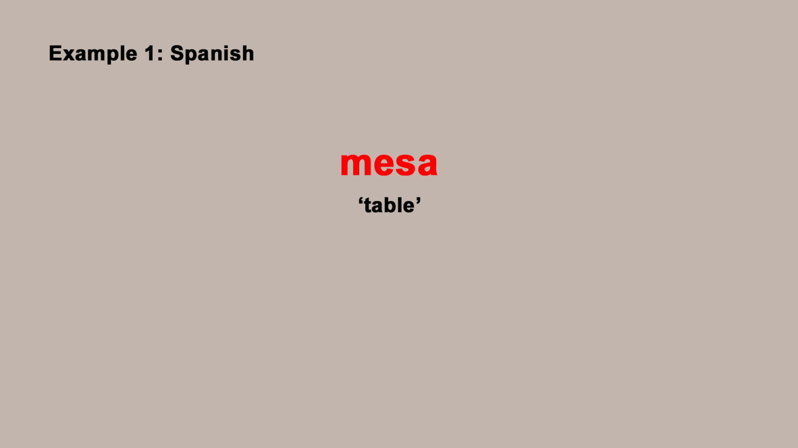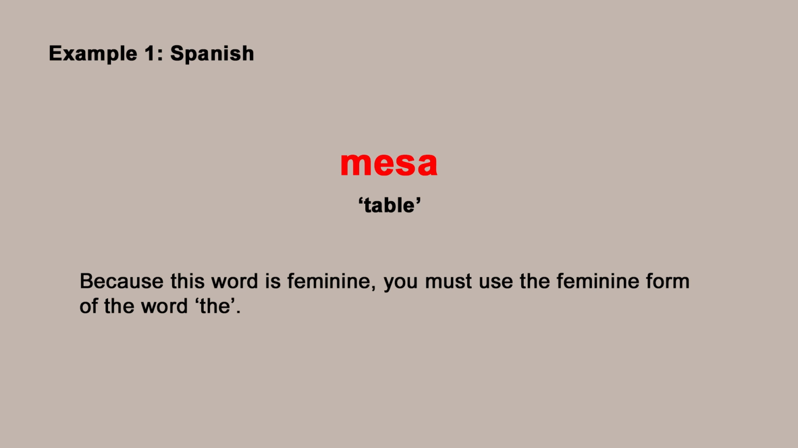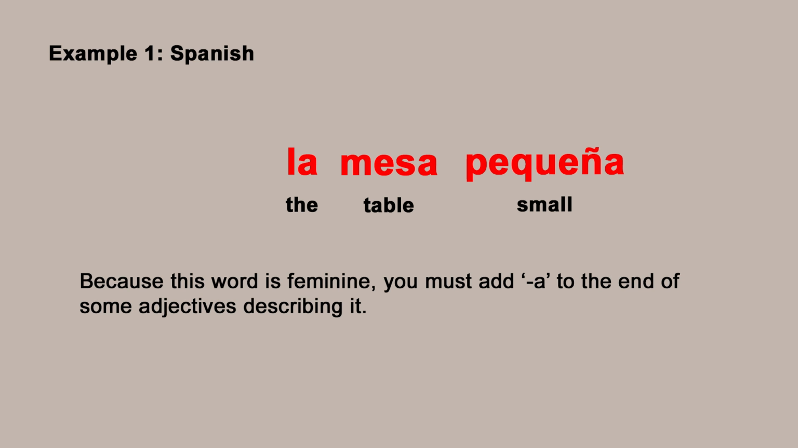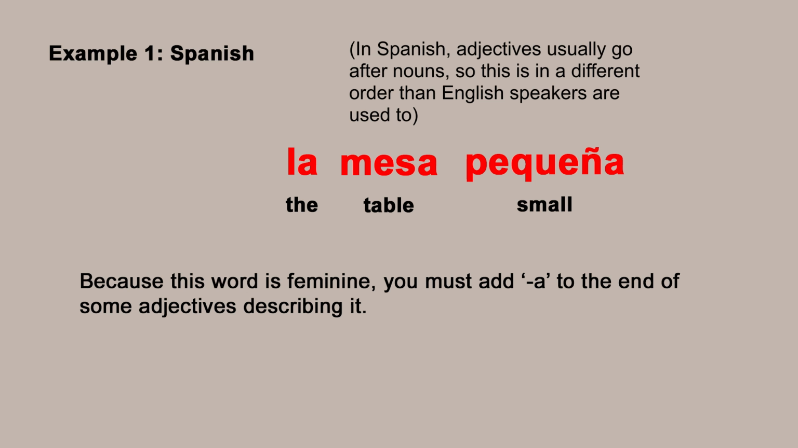So for one thing, it affects which form of the word the you use. In Spanish, it can either be la or el, and because mesa is feminine, you have to use the feminine article, la mesa. The gender of the word mesa also affects how you say adjectives that you're using to describe the mesa. If you wanted to say the table is small, you would say it's pequeña with this a ending, which is the feminine adjective ending. So you'd say la mesa pequeña.